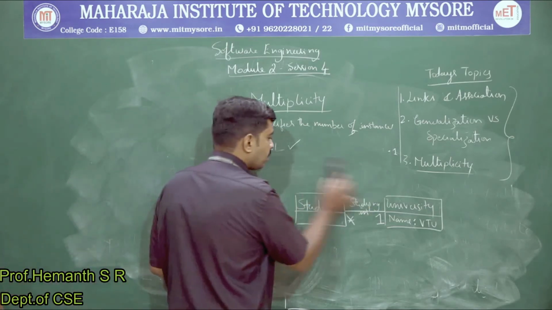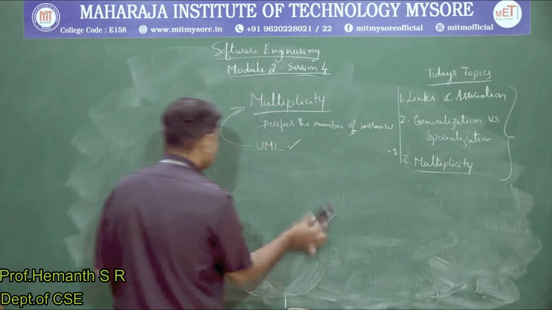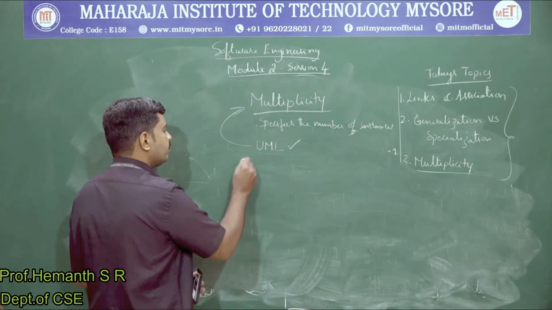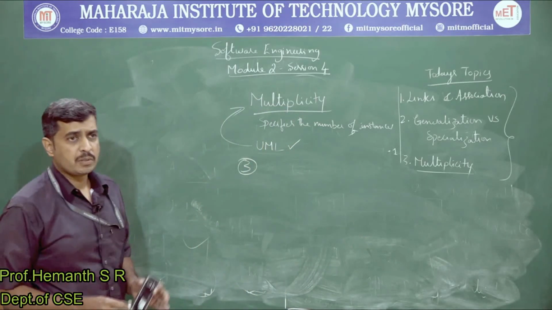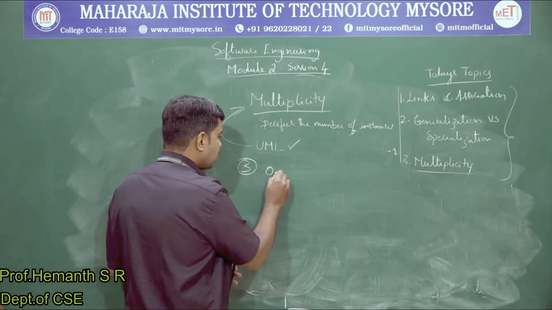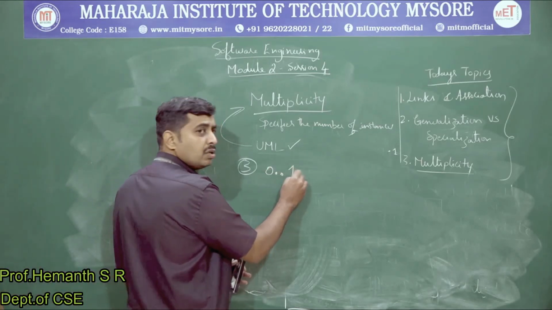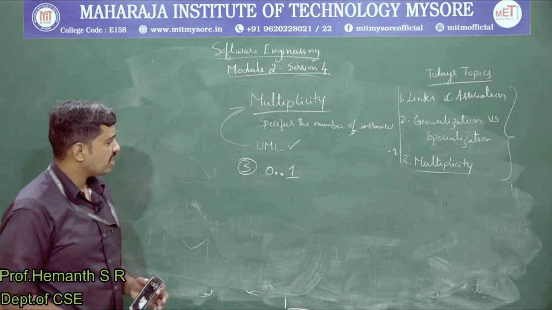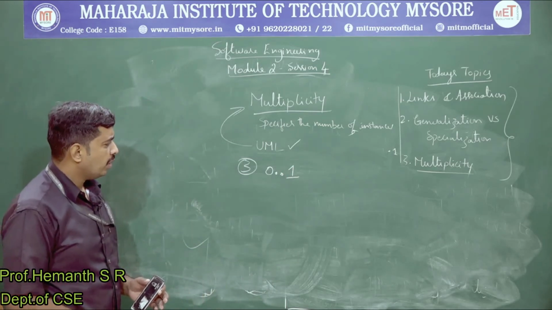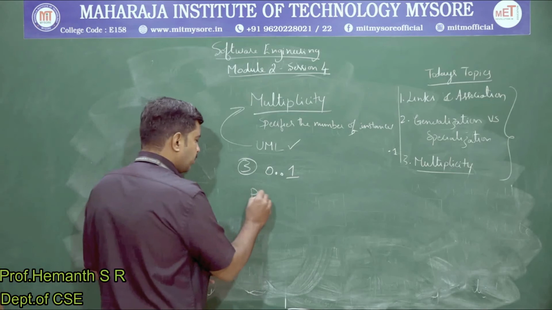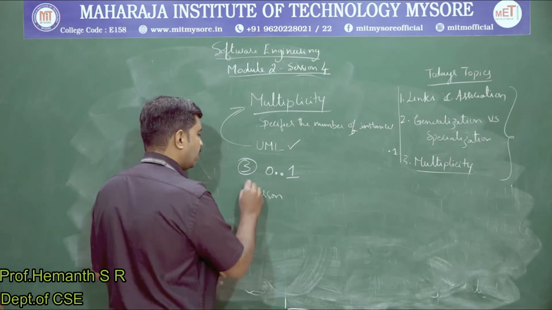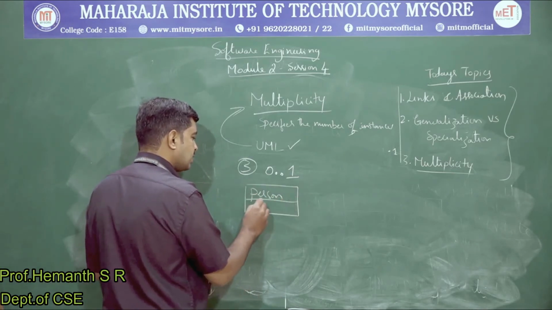A third way of doing it, third representation, third notation in multiplicity, I can write like this: 0, 1. What does it mean? Okay, I'll go to an example so that we do not confuse with what exactly this is.